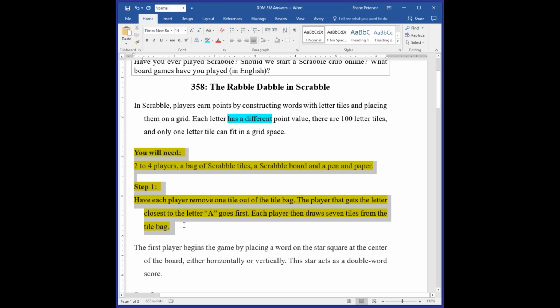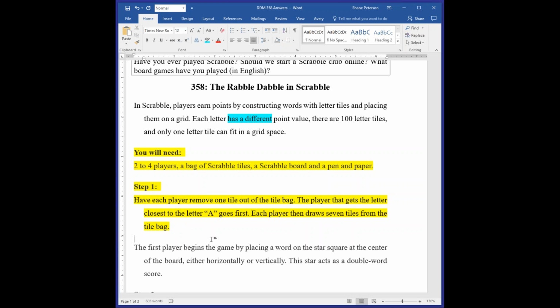You will need 2 to 4 players, a deck of Scrabble tiles, a Scrabble board, and a pen and a paper. Step 1. Have each player remove one tile out of the tile deck. The player that gets the letter closer to the letter A goes first. Each player then draws 7 tiles from the tile deck.